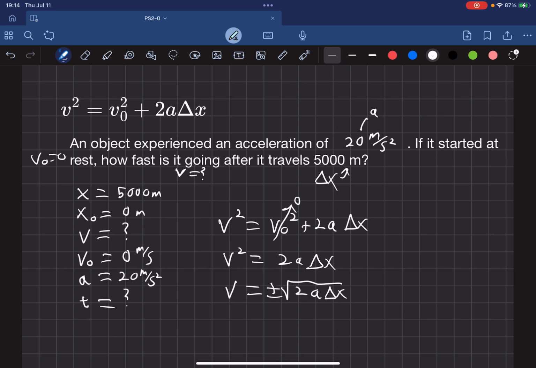And technically it is plus or minus. But for this problem, we are only going to consider the plus case. Because it had a positive acceleration, it started at velocity equals 0. So when time progresses, this object is only going to be going in the positive direction. If we let time go in reverse, it would be in the negative direction.